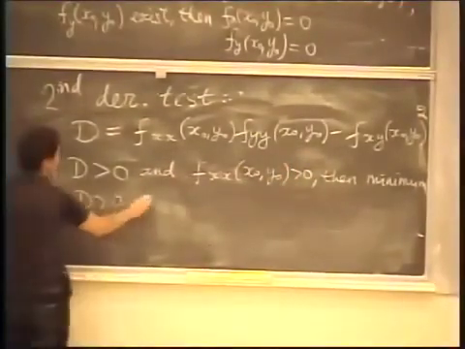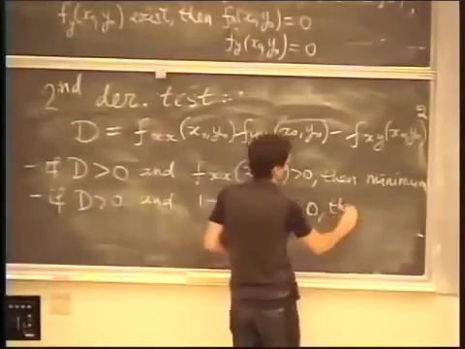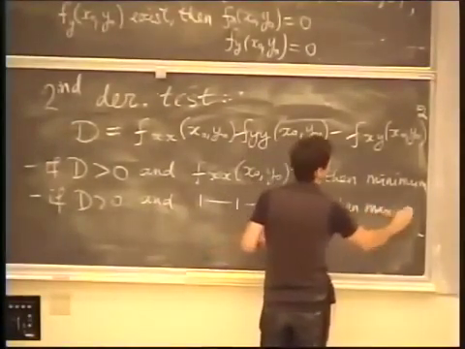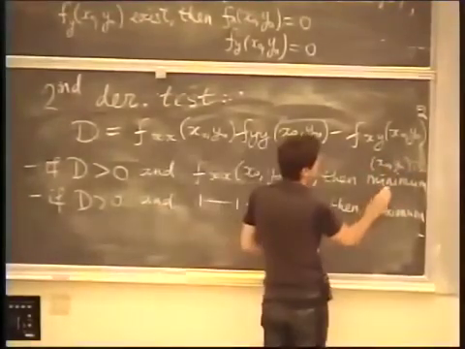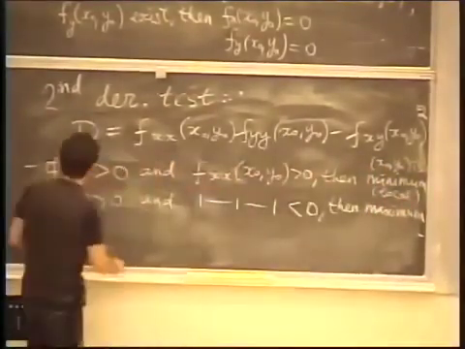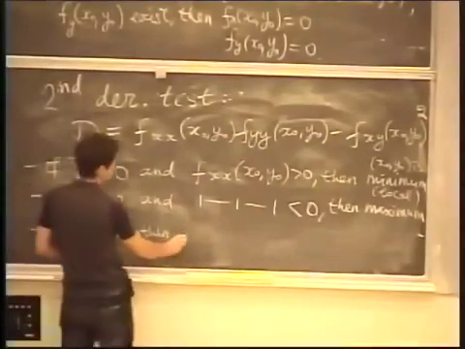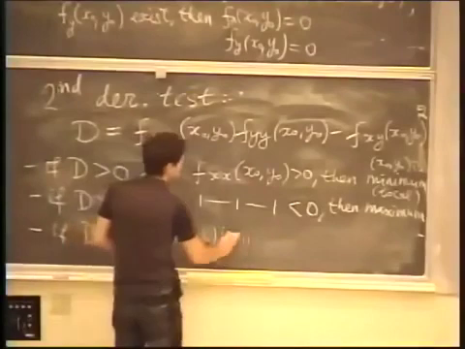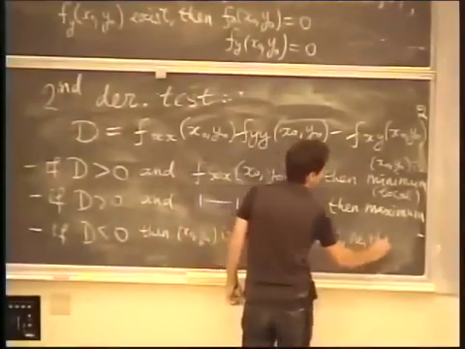If d is greater than 0 and fxx is less than 0, then it is a maximum. I mean, x0, y0 is a local minimum, local maximum respectively. And if d is less than 0, then it's what's called a saddle point, so neither maximum nor minimum.